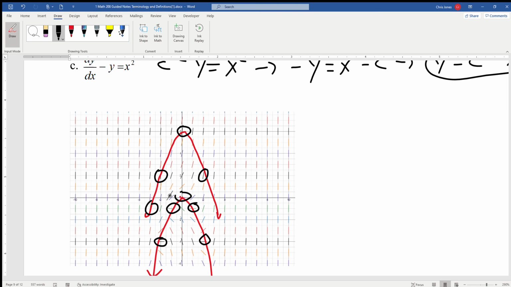So hopefully that gives you a good idea as to what an isocline is, how to find them both analytically and geometrically, and to use that Desmos app. It's very helpful and also very accurate as opposed to graphing by hand.